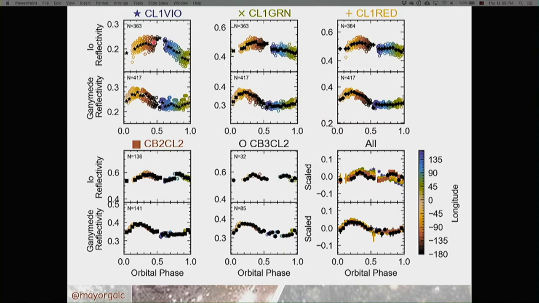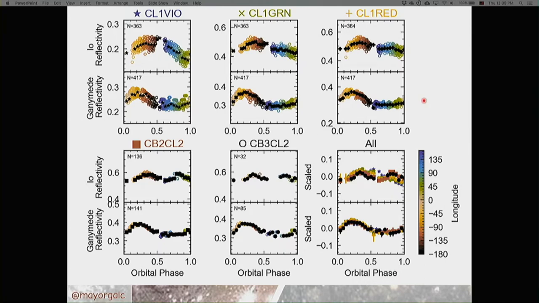So here we have violet, green, red. This is basically a little deeper into the red, a little deeper even further, since these were filters used for targeting Saturn's particular wavelengths. And then across the top, I said, is Io, and across the bottom here, we have Ganymede, the same thing. This last panel is just, I binned all the points.